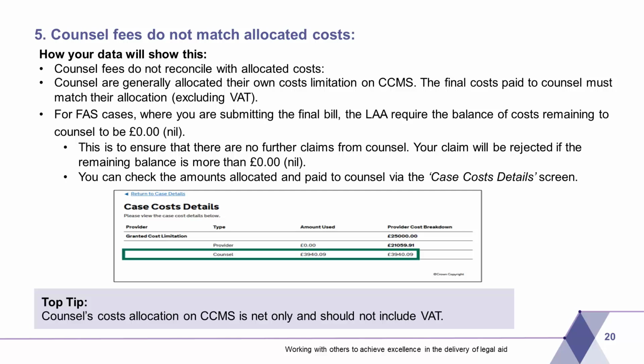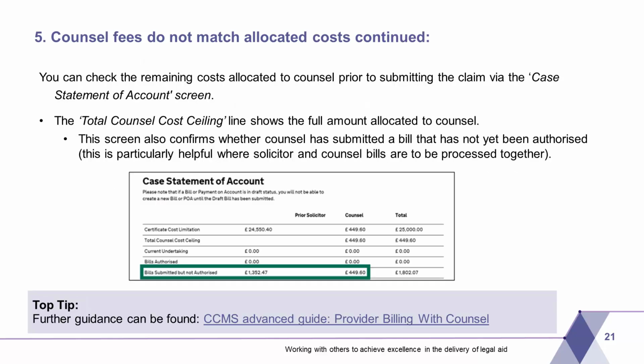You can check the amounts allocated and paid to council via the case cost detail screen, and there's a screenshot of that screen on the relevant slide. You can also check the remaining cost allocated to council prior to submitting your final bill via the case statement of account screen. The total council cost ceiling line also shows the full amount allocated to council, and likewise there's a screenshot again on the relevant slides of what that screen looks like. That screen also confirms whether council has submitted a bill but it's not yet been authorised by us. That's particularly helpful where the solicitor and council are to be processed together, say an example for hourly rate cases.